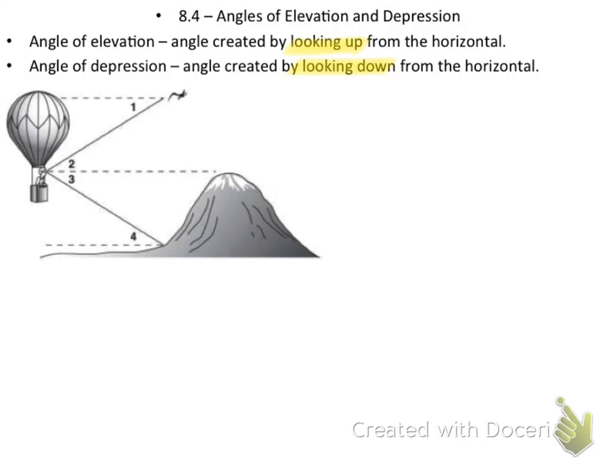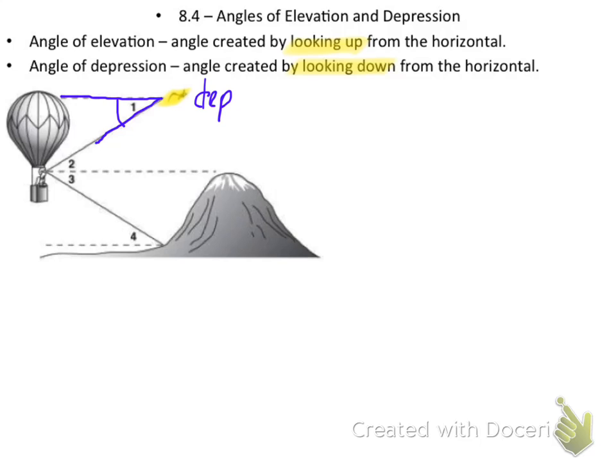So in this first problem, I'm going to pretend that I'm this bird up here. Again, my horizontal is right there, and this angle 1 that I'm creating from the horizontal is looking down at this person down here. So this would be depression.